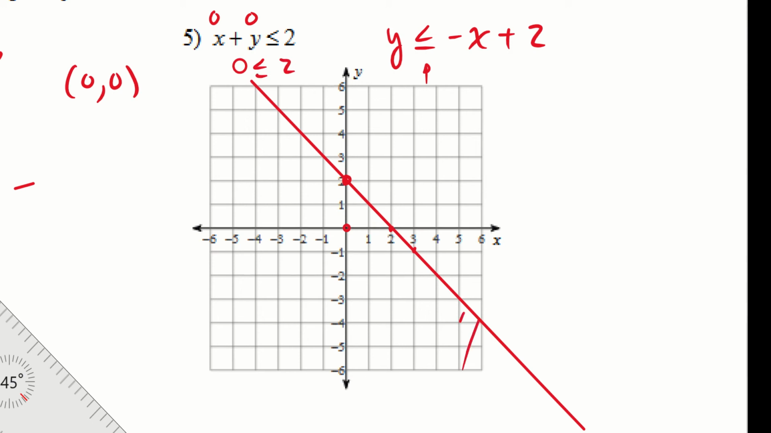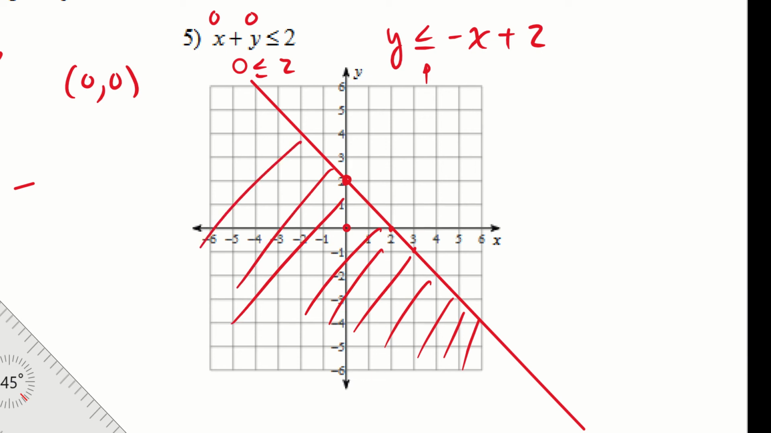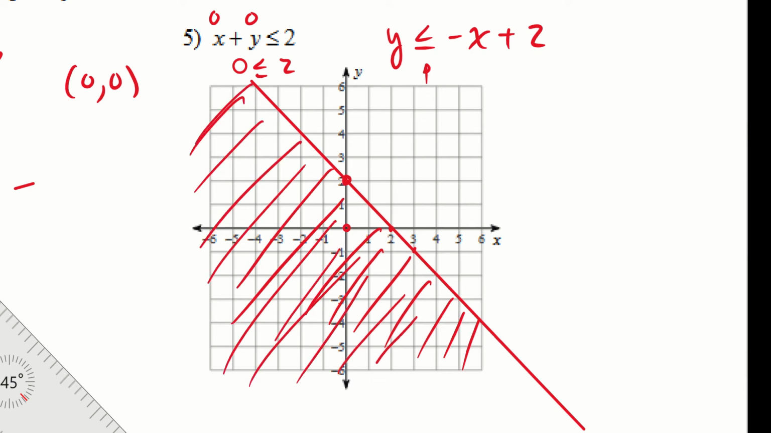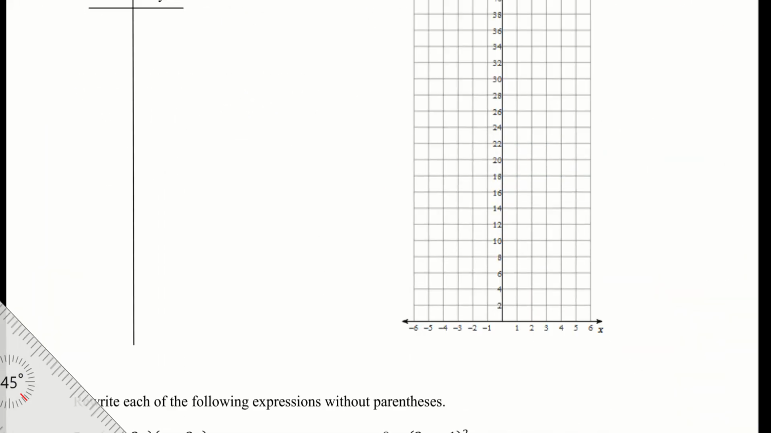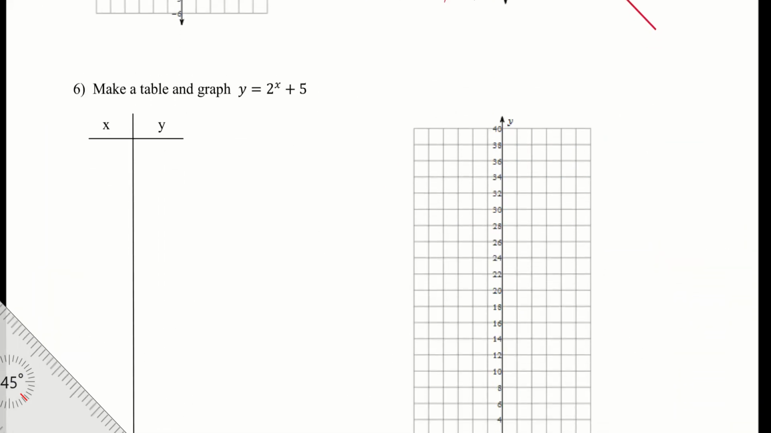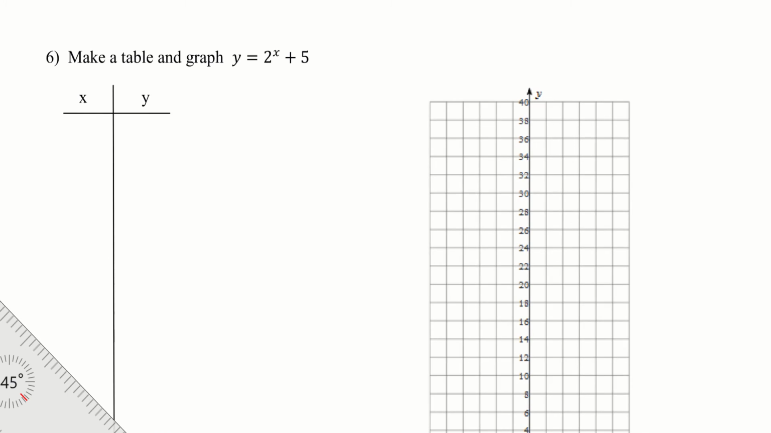Absolutely true. So that's why I'm shading below this curve. So there is a solution to this linear inequality. And the last question, it says, second to last, my bad. It says make a table and graph y equals 2 to the x power.